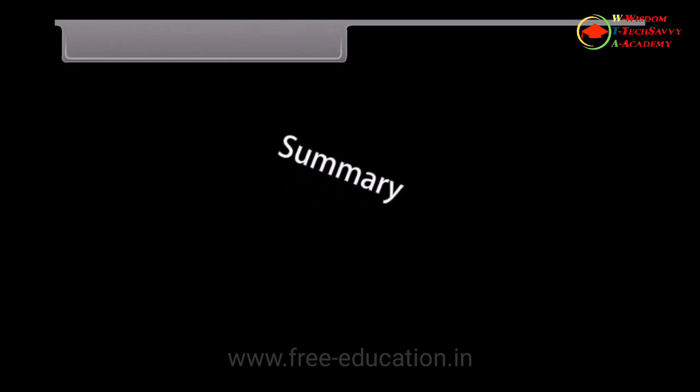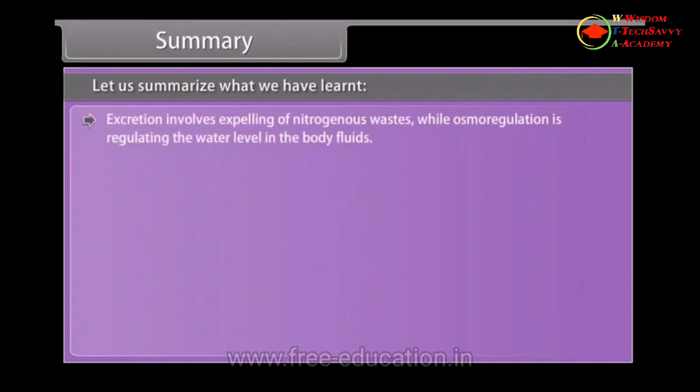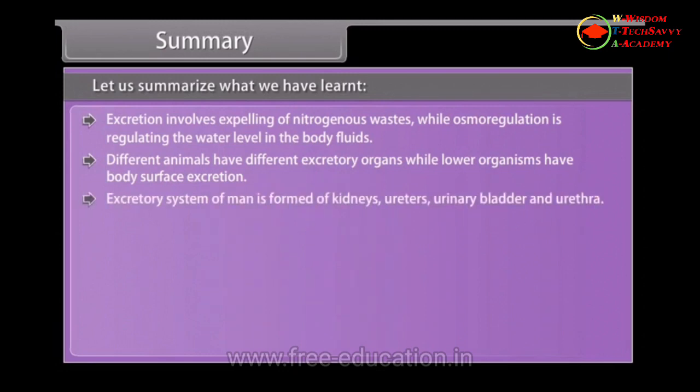Summary. Let us summarize what we have learned. Excretion involves expelling of nitrogenous wastes, while osmoregulation is regulating the water level in the body fluids. Different animals have different excretory organs, while lower organisms have body surface excretion. The excretory system of man is formed of kidneys, ureters, urinary bladder and urethra. Kidneys have excretory units called nephrons.